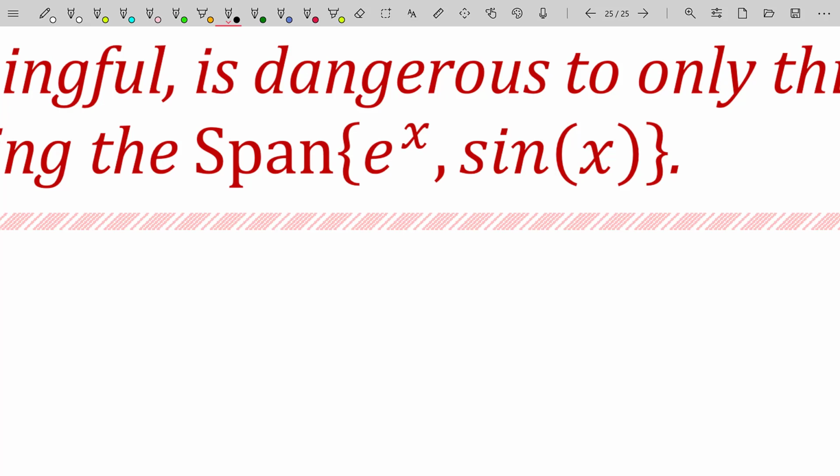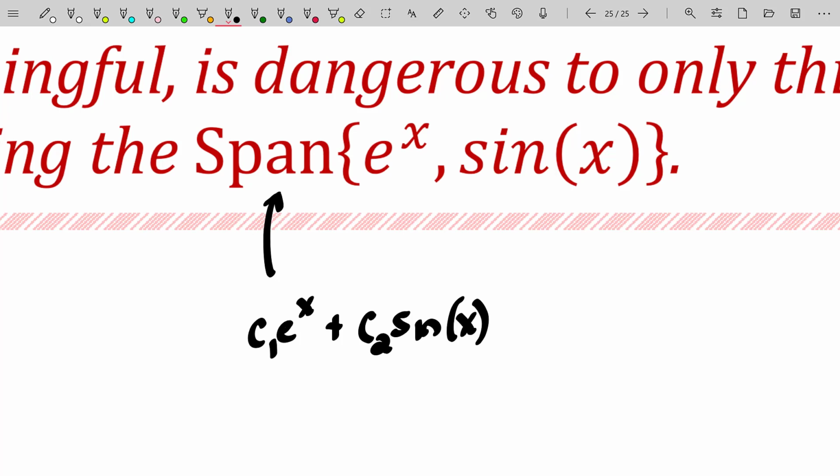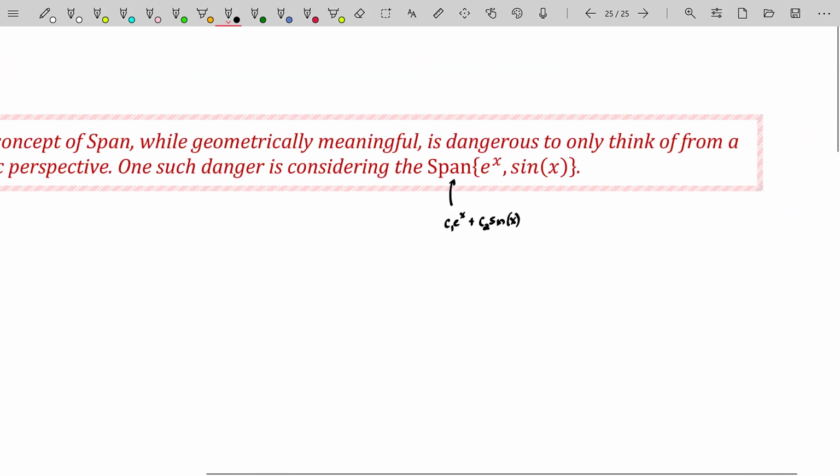The span of a set of objects is just all linear combinations of those objects. So that span of e to the x and sine of x is all linear combinations of e to the x and sine of x. It's every single linear combination in the world. Specifically, it also has 0 because C1 and C2 could be 0. But it has 5 e to the x minus sine of x and a bunch of other ones. Anyhow, that's all I have for this video.